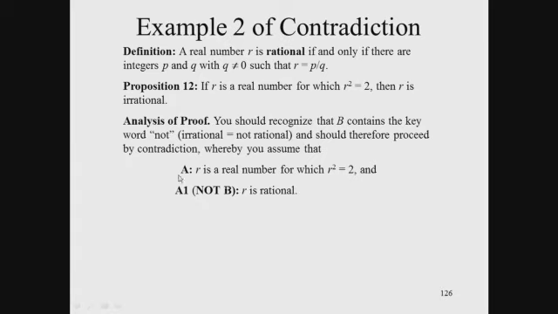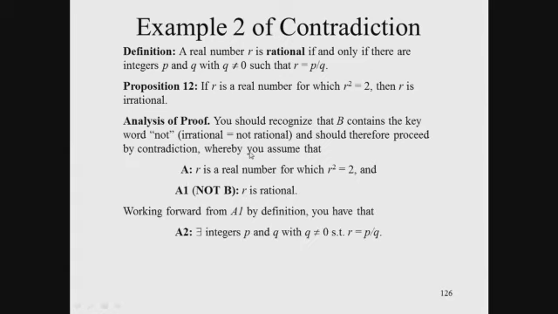And what do we have to do with this now? Work forward to get a contradiction. Exactly. So let's work forward from the fact that r is rational. By definition, there are integers p and q with q not equal to 0 such that r is equal to p over q. That's the definition of a rational number.